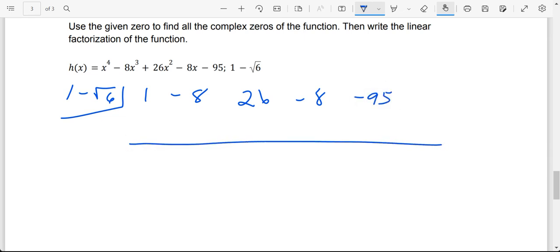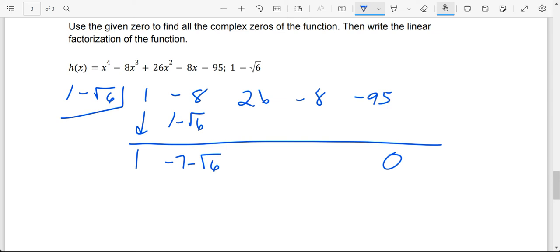Little tip, as I always say, we should have a 0 right there, or we did something wrong. So bring the 1 straight down. 1 times 1 minus root 6 is 1 minus root 6. Add it, you're going to get negative 7 minus root 6.